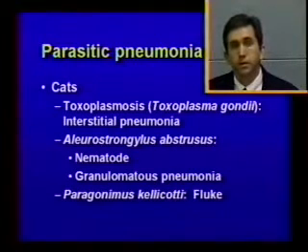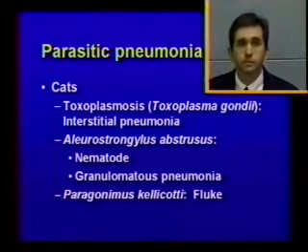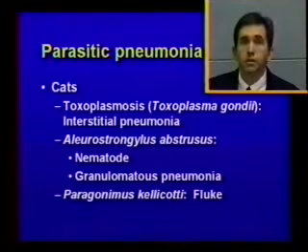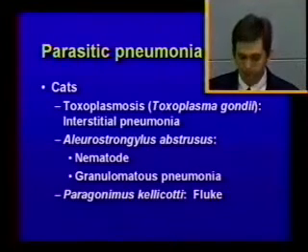Toxoplasma pneumonia is usually seen in cats that are immunosuppressed for some reason. And I won't discuss these causes of immunosuppression in too much detail today, except there are two viruses of cats that do cause immunosuppression: feline leukemia virus and feline immunodeficiency virus. And these two viruses, after they've caused immunodeficiency, make the cat more prone to developing toxoplasma pneumonia.